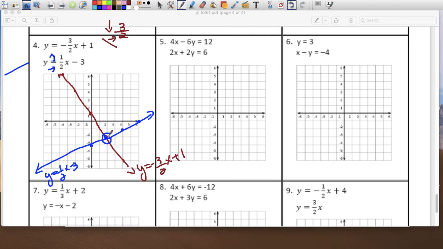And here's their point of intersection. That looks like it's 2, negative 2. You need to check, so go to both equations and substitute. So 2, negative 2, this is my x and this is my y. So I'm going to put a negative 2 over here, equals negative 3 over 2 times 2 plus 1. Are they equal to each other?